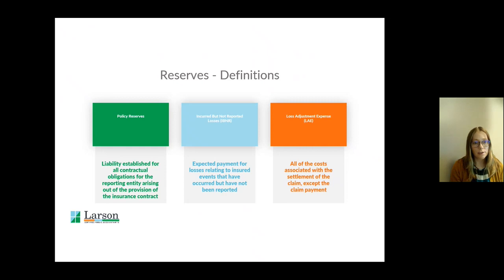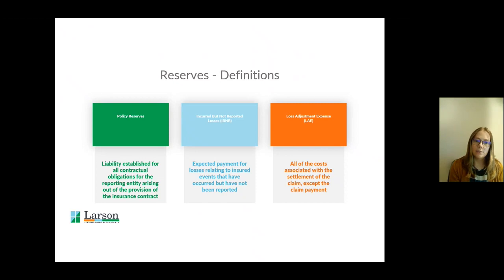Next is incurred but not reported losses, or IBNR, as it's often referred to. That's expected payment for losses related to insured events that have occurred but not been reported. So generally, when a person passes away and they have a life insurance policy, the insurance company does not know about it until a certain amount of time after. And so they need to record any deaths and claims they need to pay, but they haven't been reported. They don't know about it yet. So they need to record that, again, following that conservative approach that insurance companies follow. And that is estimated by the actuary.